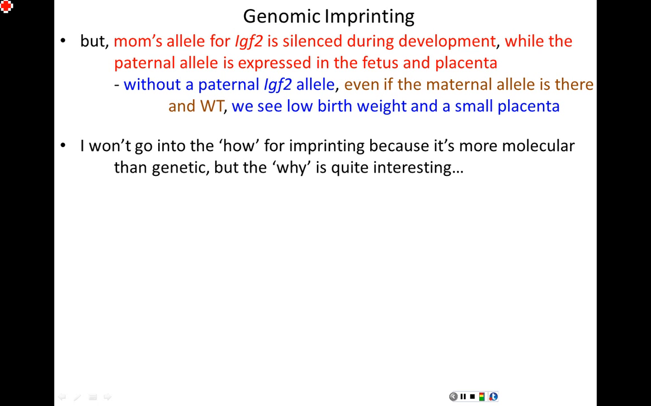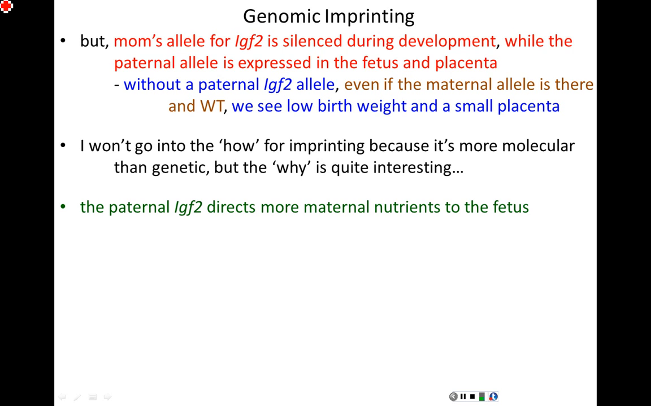Why does this happen? Why would you always silence the maternal IGF-2? Why the maternal IGF-2 and not the paternal? Well, IGF-2 plays a role in nutrients, it plays a role in metabolism, insulin-like growth factor, etc. It plays a role in placental development. And you see the paternal IGF-2, coming from the father, is a more high-powered allele, almost always. And it directs a larger placenta that quite literally steals more nutrients from the mother for the fetus.